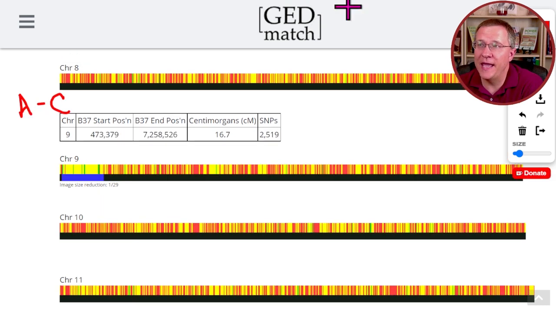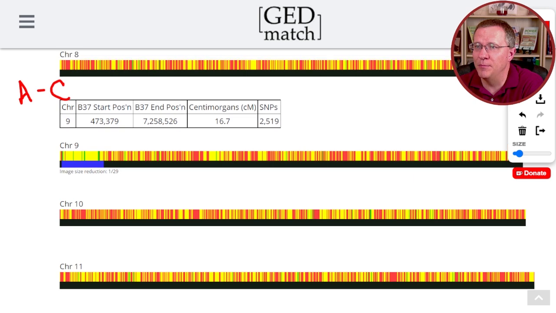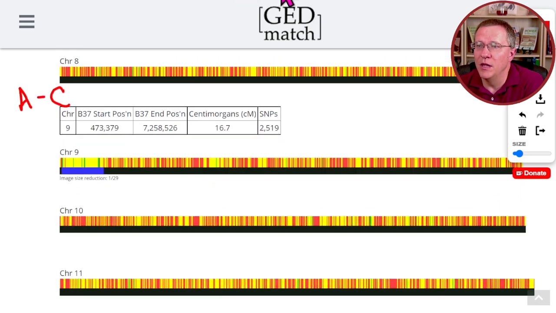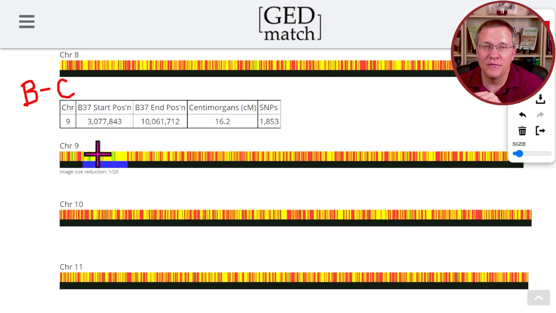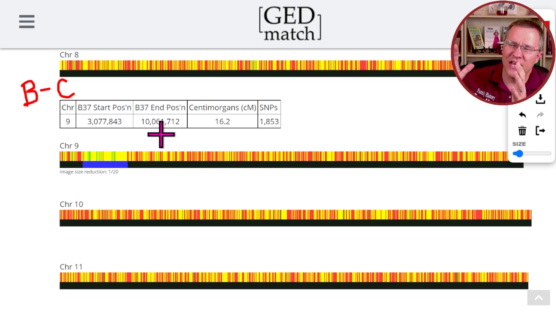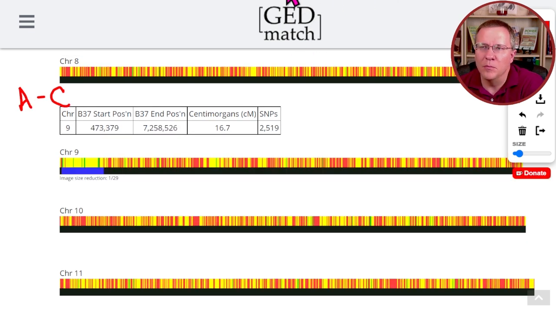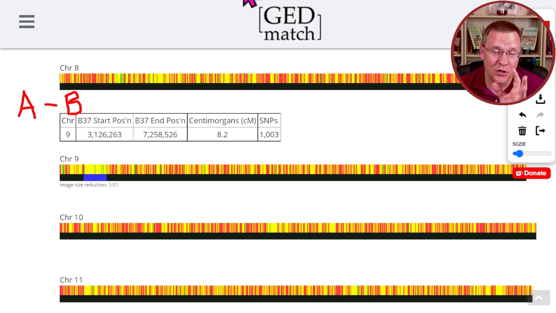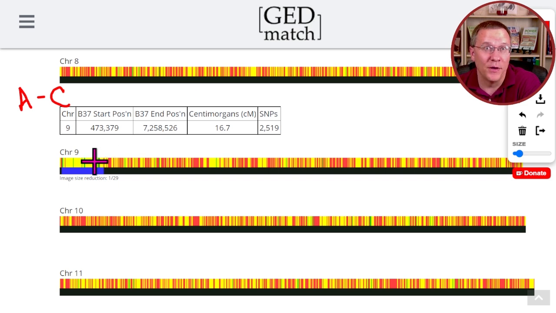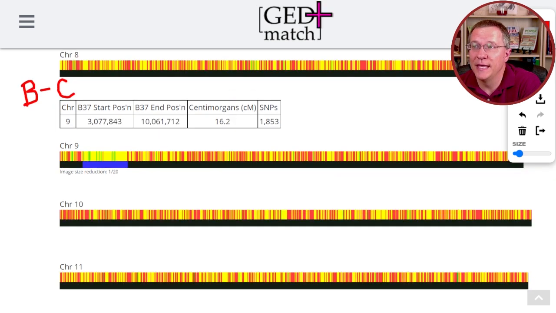Now we see here that they also, let's see if I can line these up just a bit. That's almost pretty good. They also have a little bit different. They go from 3 million to 10 million. So the segment that they share goes further along than what A to C does, which is also already different from A to B. So in actuality, A to B has the smallest of that segment. It is 3.1 million to 7.2 million. And then we have 0.4 million to 7.2 million. And then we have 3 million to 10 million.